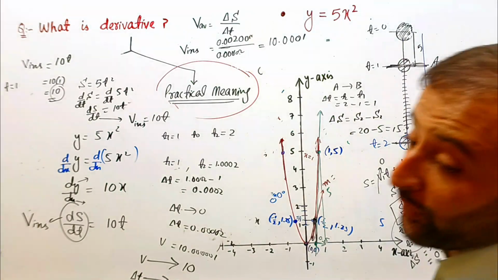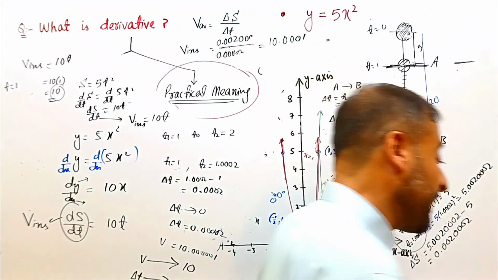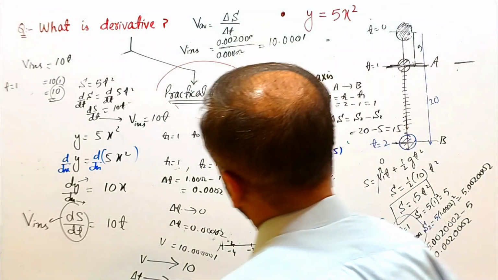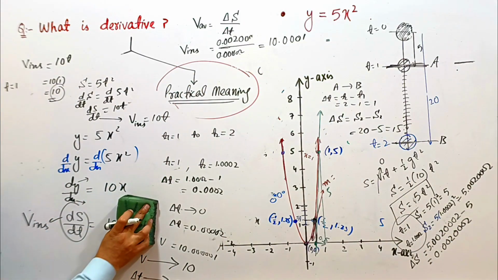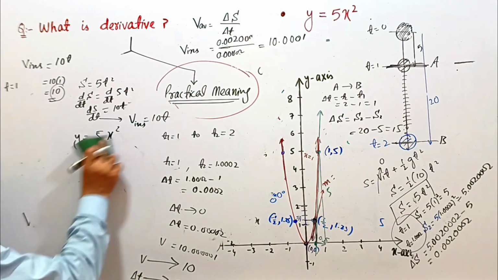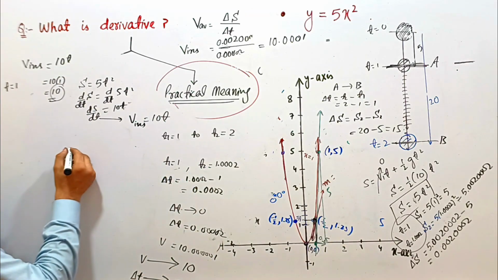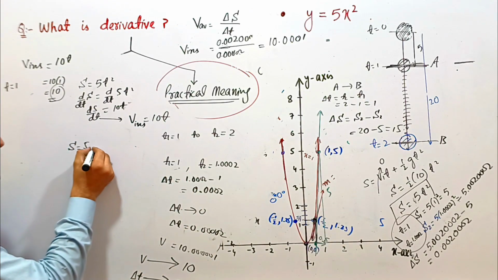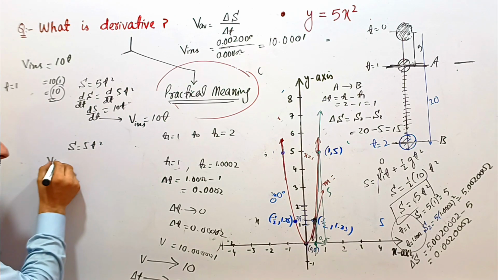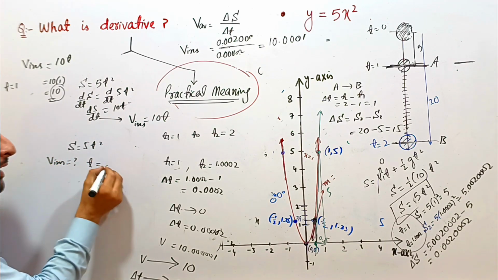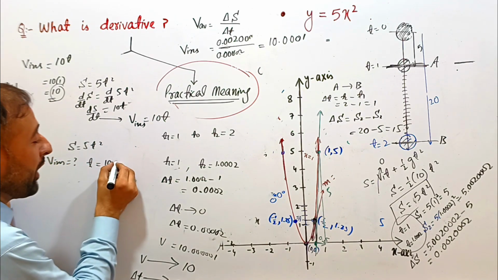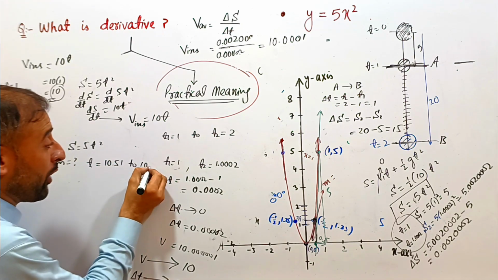Now just think over how difficult it would be to determine the instantaneous velocity this way. Not impossible, but very difficult compared to this derivative method. Very simple, my sweet students. This is given to you, s is equal to 5t square. He says, find the instantaneous velocity as the time goes from 10.51 to 10.52.